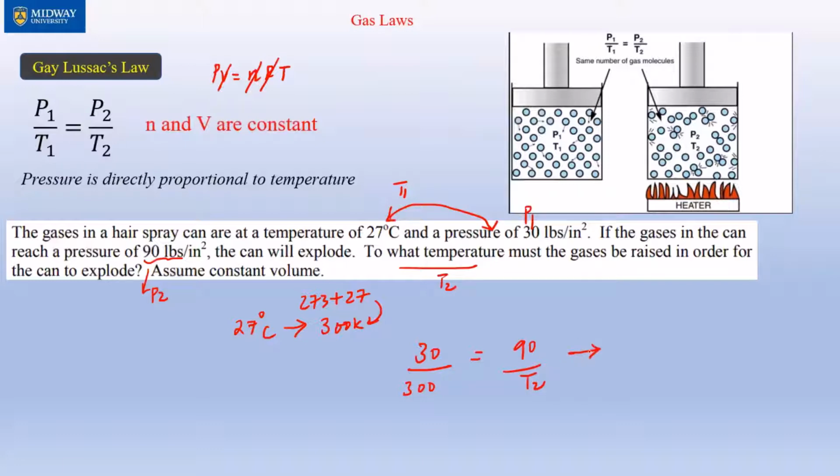The reason we convert temperature alone to Kelvin is because of the 273 factor, which is massive. Okay, that's why we do that. Then you take the 90 and divide by the answer. So that's 900 Kelvin. So the temperature will go up 3 times. All right, and that's how you do Gay-Lussac's law.